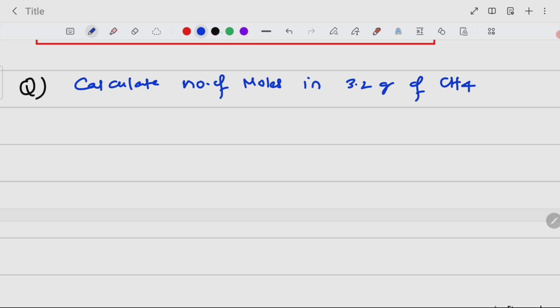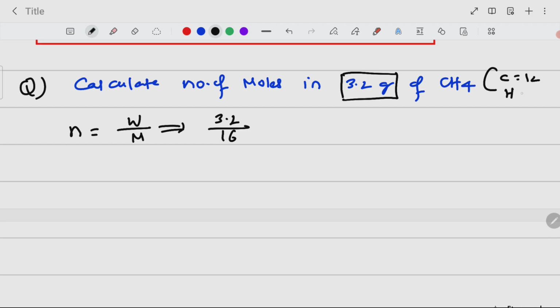The question asked: how do we need to do it? Here they gave information in terms of mass. We know the number of moles is equal to given mass by molecular mass. Given mass here is 3.2. Molecular mass is 16. How? Even in the exam they give carbon is 12, hydrogen is 1. The sum of those atomic masses is 16. So now 3.2 by 16. How many moles are we getting here? 0.2 moles. 0.2 moles is the answer. A simple question that is based on mass.